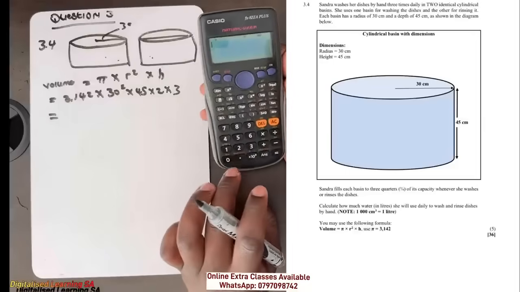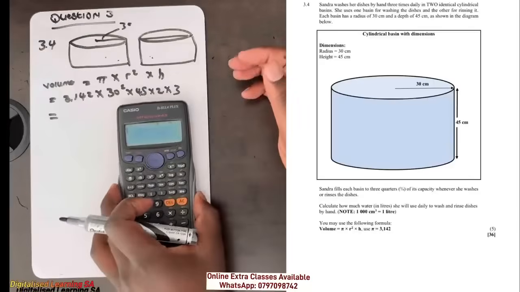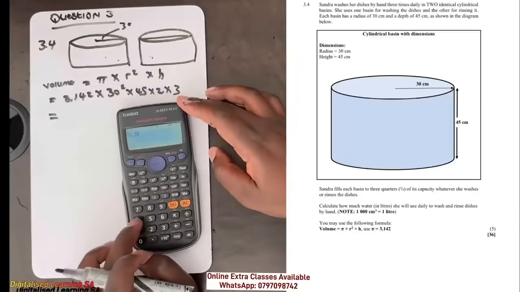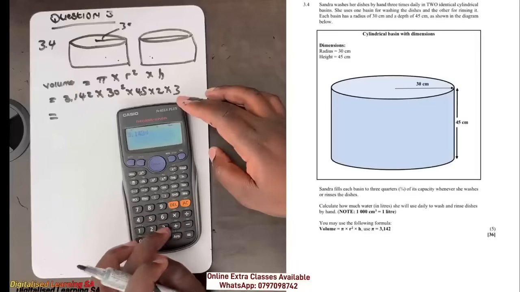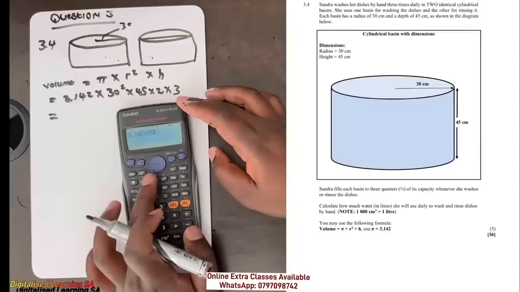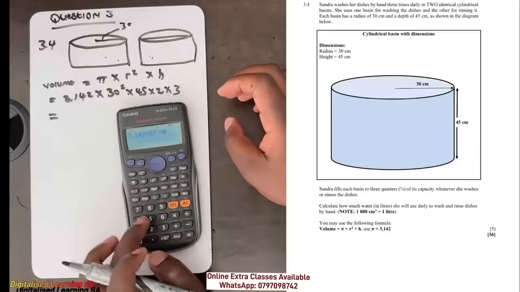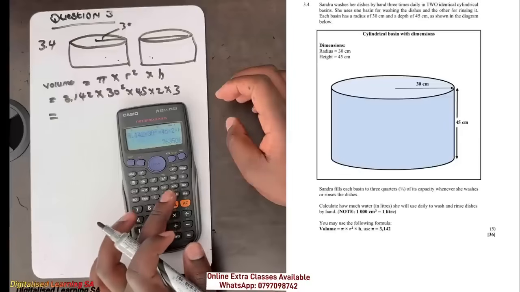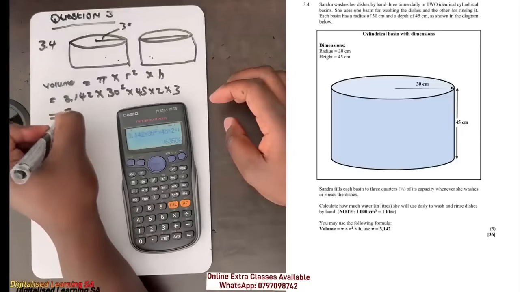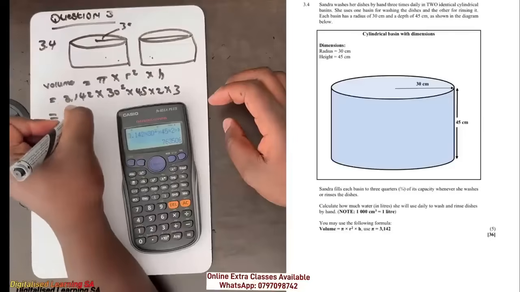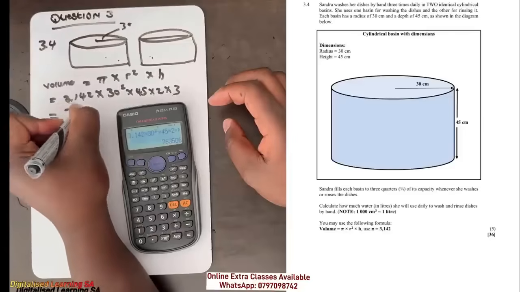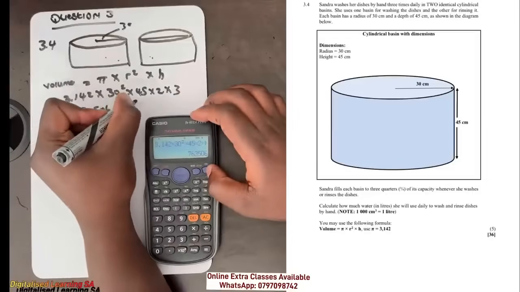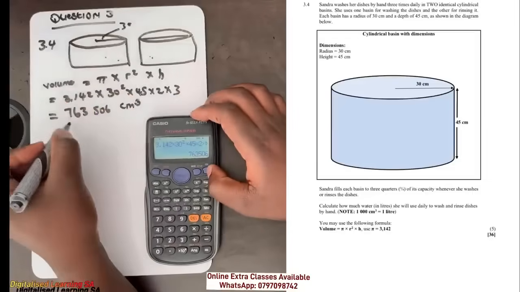So our volume will be 3.142 multiplied by 30 to the power 2 multiplied by 45, multiplied by 2, multiplied by 3. And our answer is 76,763,506 cm³. So this is our volume.